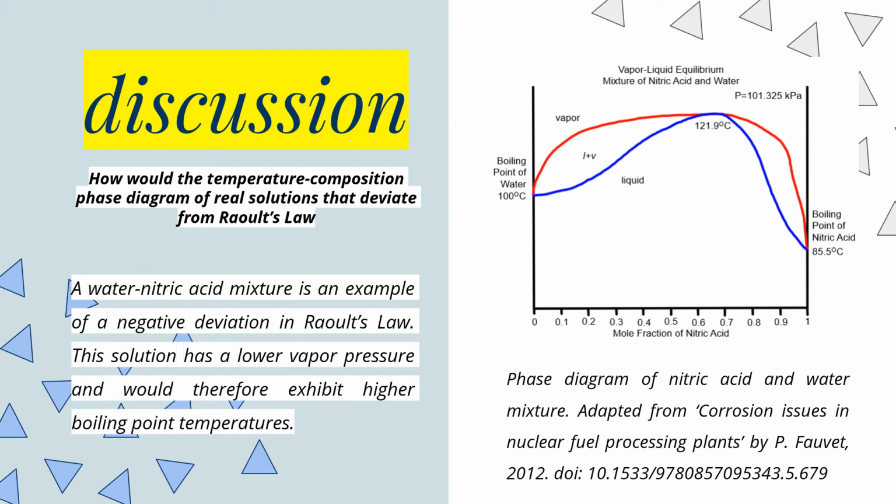On the other hand, a water-nitric acid mixture would follow a negative deviation of Raoult's law. This means that the mixture has a lower vapor pressure than the ideal. Therefore, water-nitric acid mixtures would exhibit higher boiling point temperatures than that of its components. The deviation from Raoult's law is a result of intermolecular forces present between the components of a real solution.